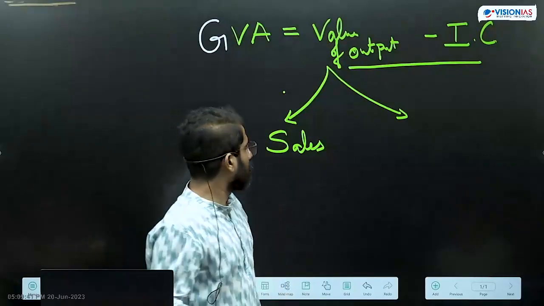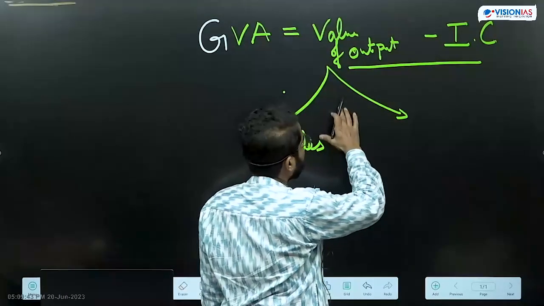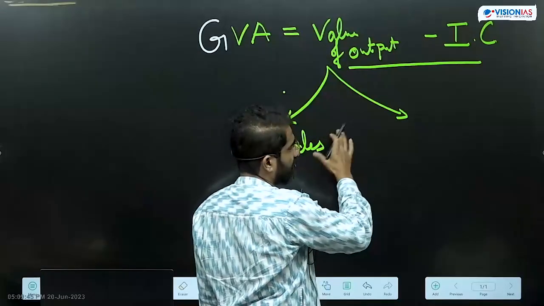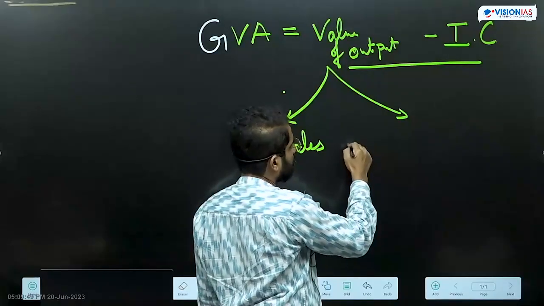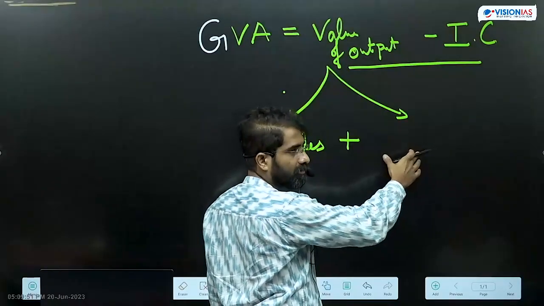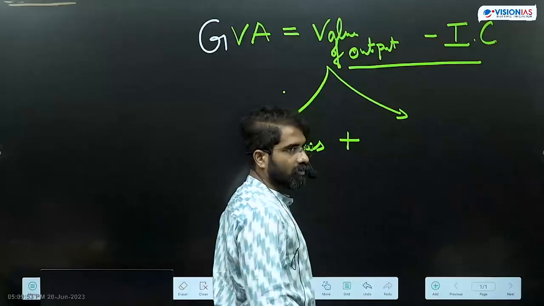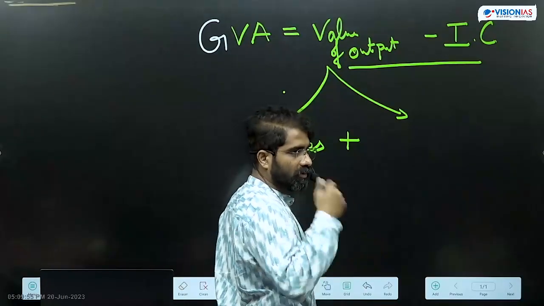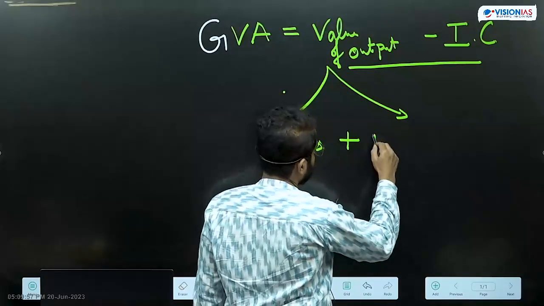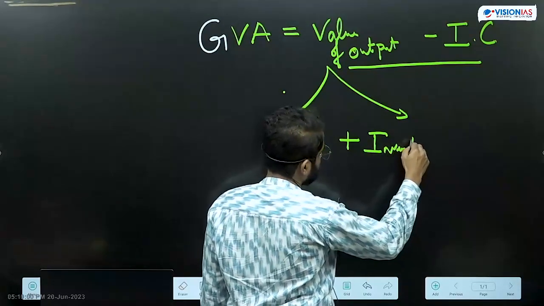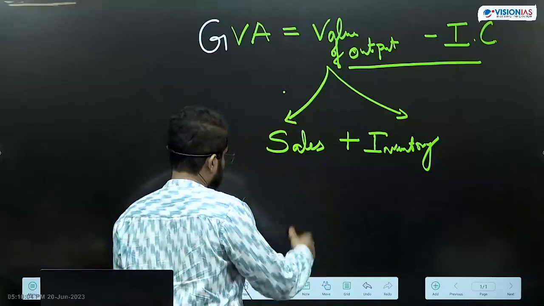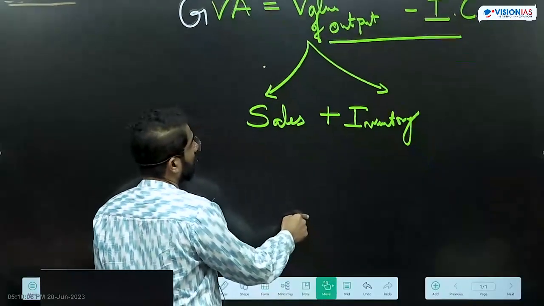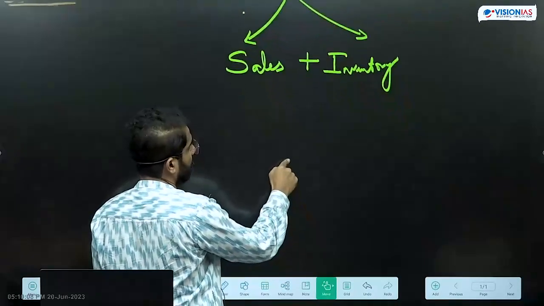Now, value of output can be sales, and one can be unsold stock. One is sales, sold. Another one is unsold stock, or use the word inventory. Okay, so we'll come to this discussion now. See here, more than this understanding, the next understanding is important.